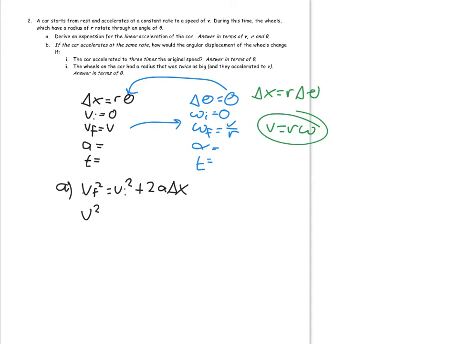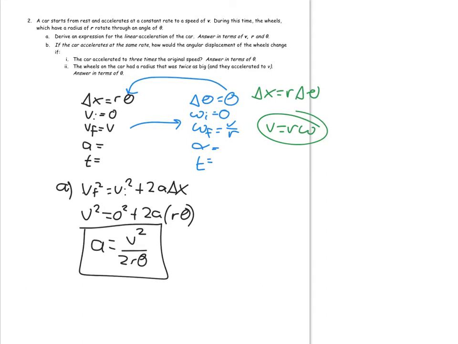So we have v squared equals 0 squared plus 2 times a times r theta, and that means that when we solve for our acceleration, we get that our acceleration is going to be v squared over 2r theta. And we would have gotten the same answer if we had done everything with angular stuff.